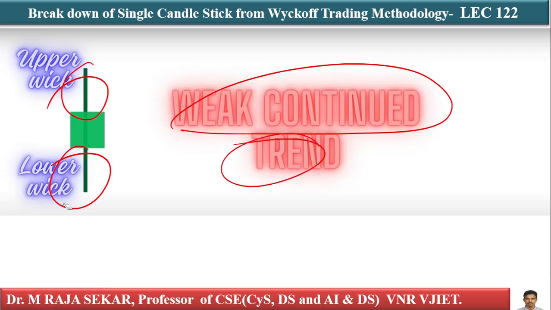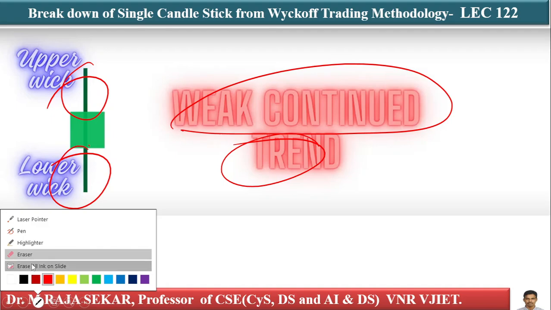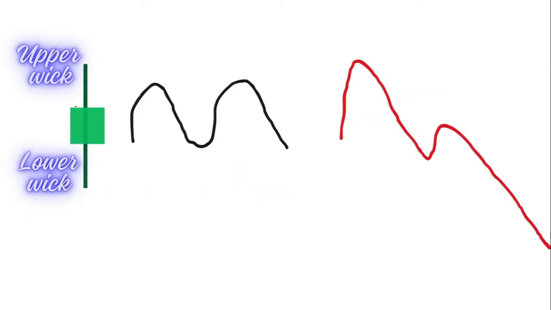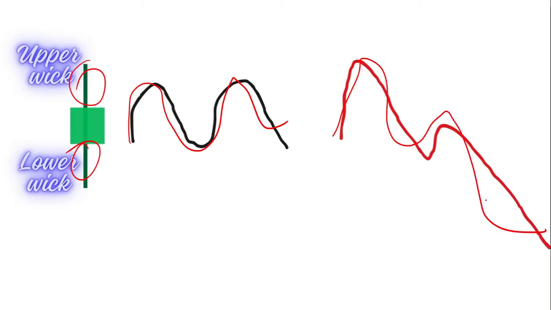What is the second type of candlestick? The second type means long wick candlestick, which suggests that price may soon move sideways. Just see like this. Upper wick is long, lower wick is long, meaning this may be sideways like this, or this may be a downtrend. There may be two possibilities. That's what it says: large wick candles indicate weak continuation, suggesting that price soon moves sideways or reverses into a downtrend.